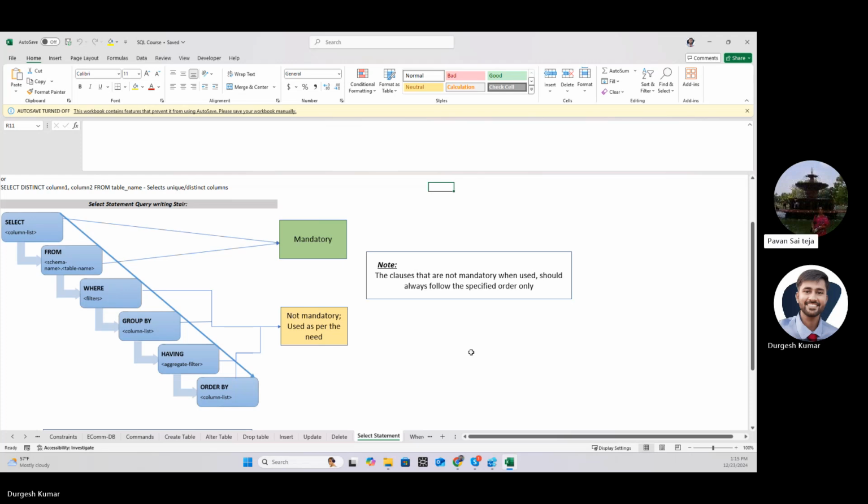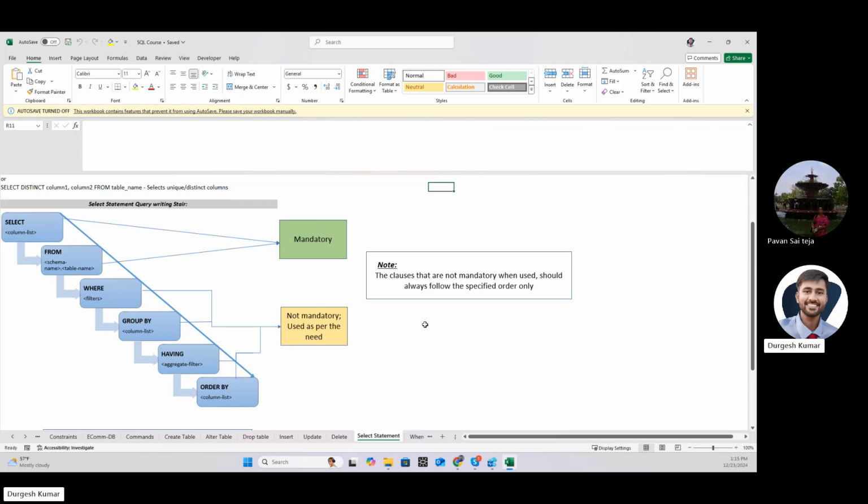Yeah, there are conditions, right? If at all you have a condition, you'll be using them. If there is no condition, you don't need to apply them. Correct. If I'm not doing any aggregation, then I don't need group by. If I don't want to filter on the basis of aggregation, then I don't need the having clause. And if I don't want to sort, then I don't need order by. So that's why these are not mandatory. Perfect.